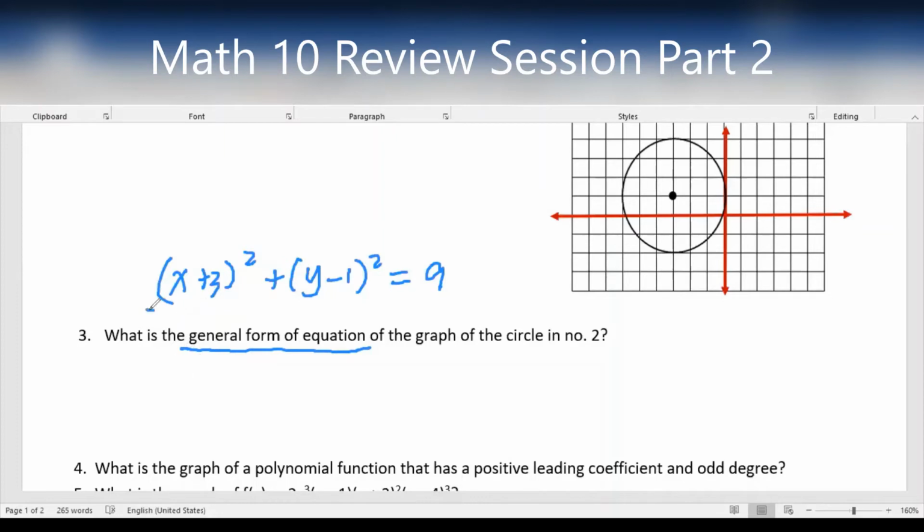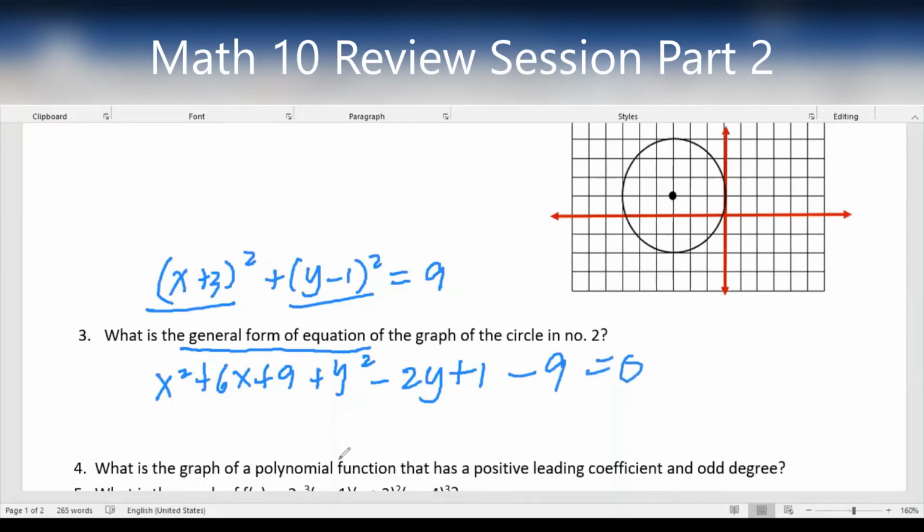So looking at this, it will become x squared plus 6x plus 9 plus y squared minus 2y plus 1 equals, or let's transpose na, minus 9 is equal to 0. Then let's combine like the general form, x squared first, followed by y squared, tapos plus 6x minus 2y, and then 9 plus 1 is 10, minus 9, 1, plus 1 equals 0.